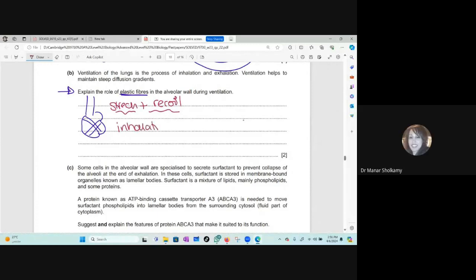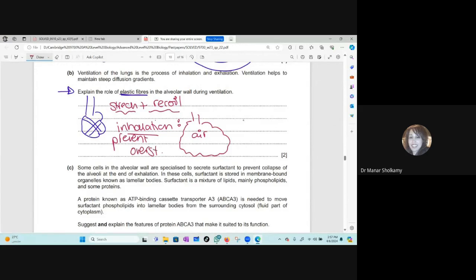Yes, you're right. It does something during inhalation. When you inhale, what happens to your alveoli? Do they stretch or do they recoil? During inhalation, they stretch. Very good, because they are filled with air. What if the elastic fibers were not there? They would overstretch and burst. So during inhalation, the alveoli will stretch, but the elastic fibers are important because they prevent overstretching.